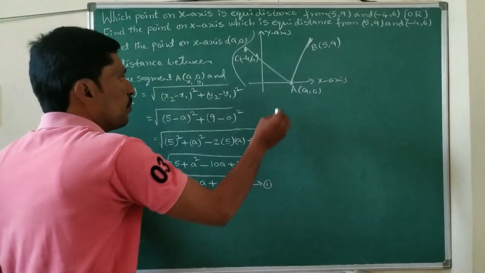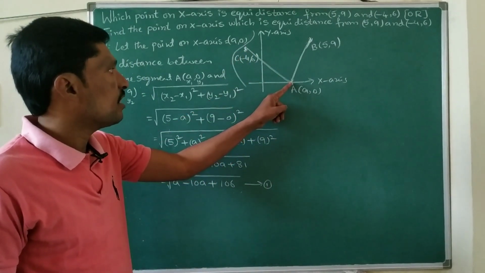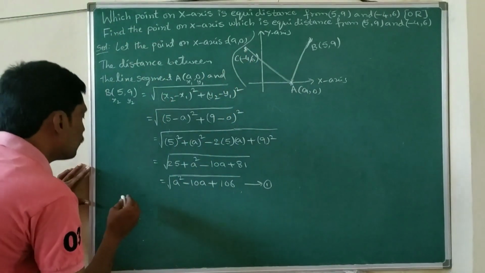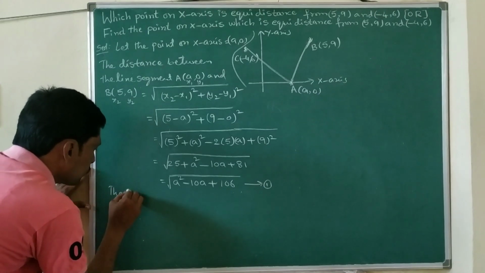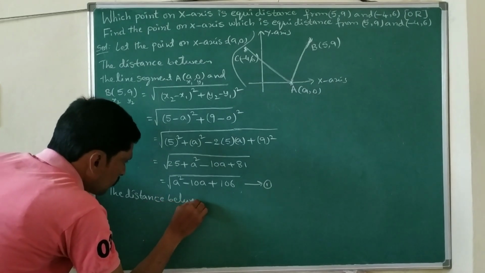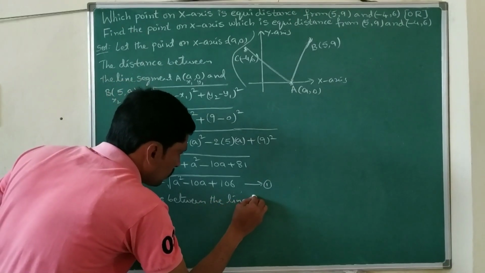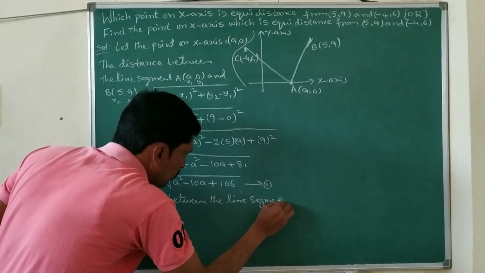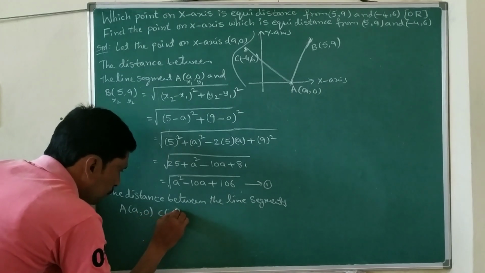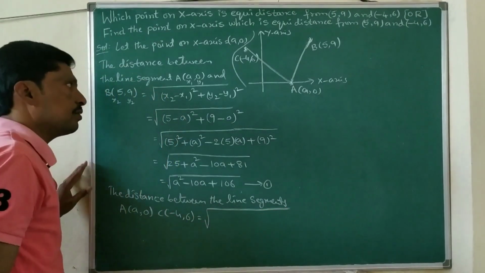Next, in the same way, we have to find the distance between A and C. Write that down. The distance between the line segment A(a, 0) and C(-4, 6) is equal to, under root, the same formula only.